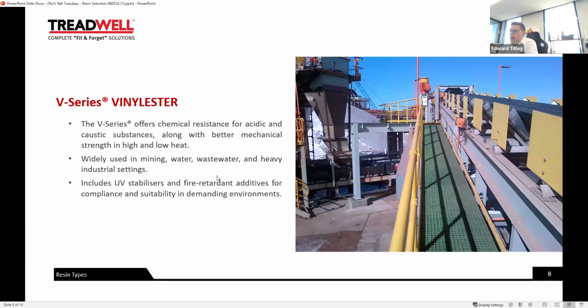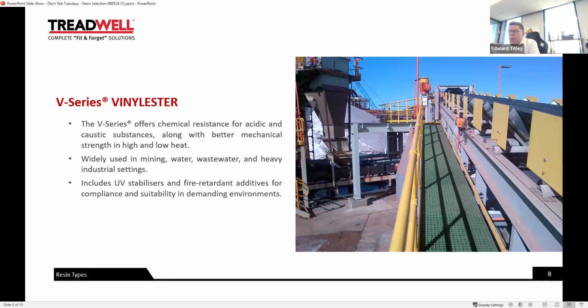V-series is a vinyl ester product. Vinyl ester resin offers chemical resistance for acidic and caustic substances, along with better mechanical strength in high and low heat. We'll have a look at that second part shortly.